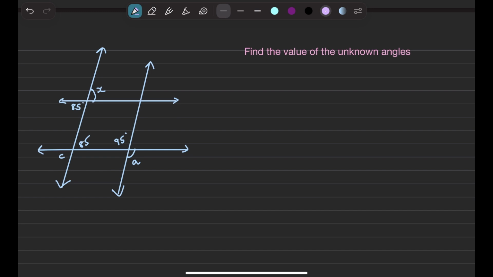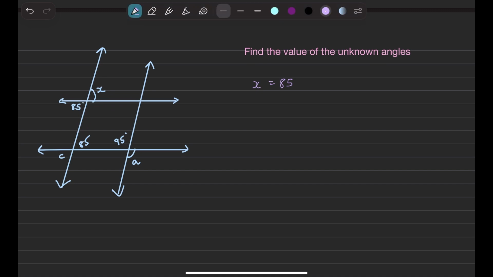Okay, here we have to find the value of the unknown angles. So X is equal to 85 degrees. Why? Look here. This X is vertically opposite to this 85 degrees. These are the intersecting lines. They meet at this point. So X is 85. Why?